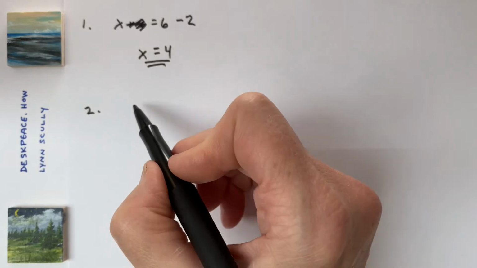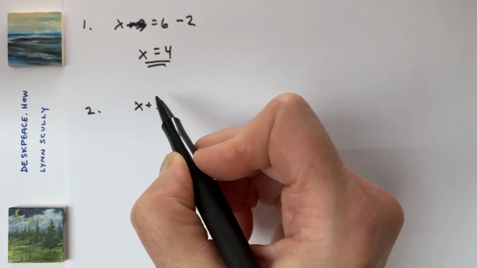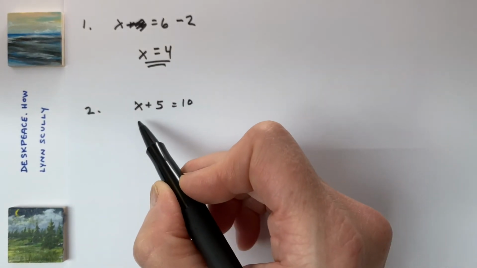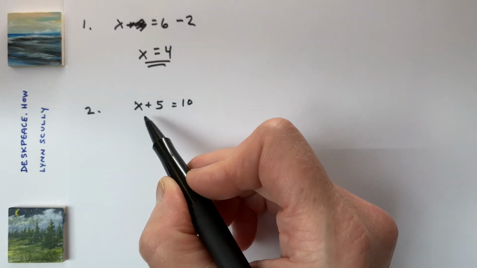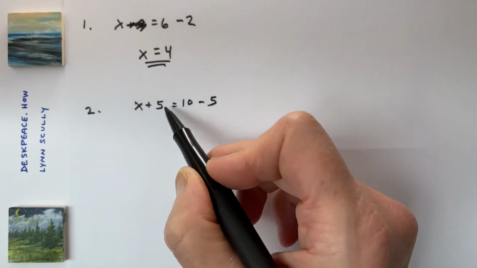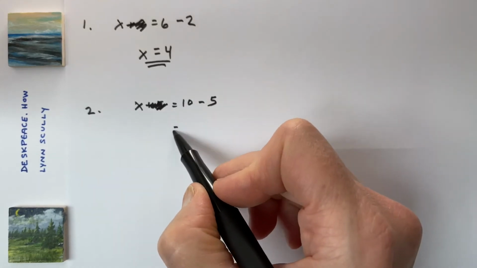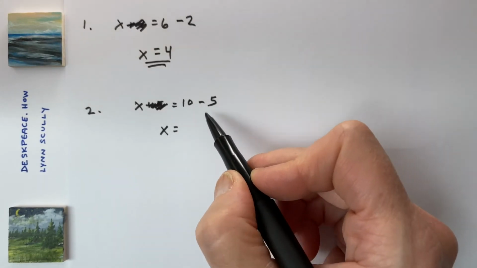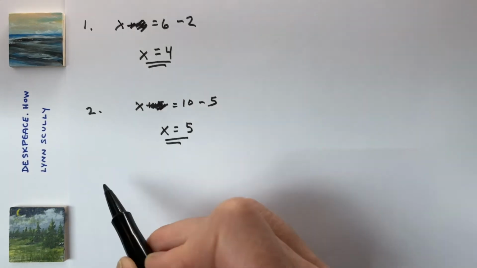Number 2, x plus 5 equals 10. Here's my unknown x. I want to get it alone. 5 is attached by addition. I'm going to move it to the other side of the equal sign by subtraction. And I'm getting x equals 10 minus 5 is 5.